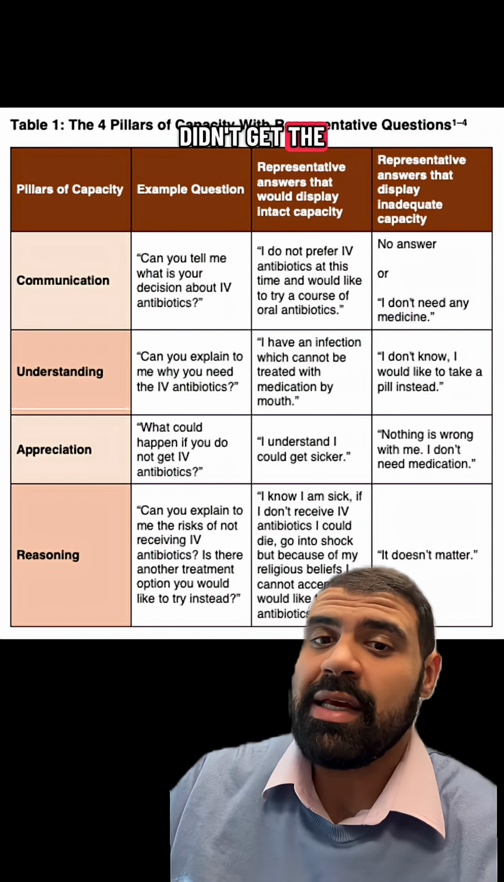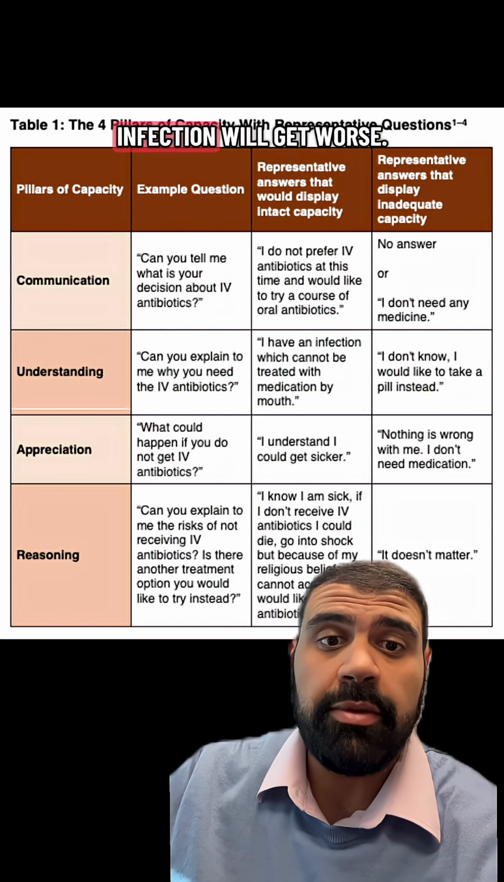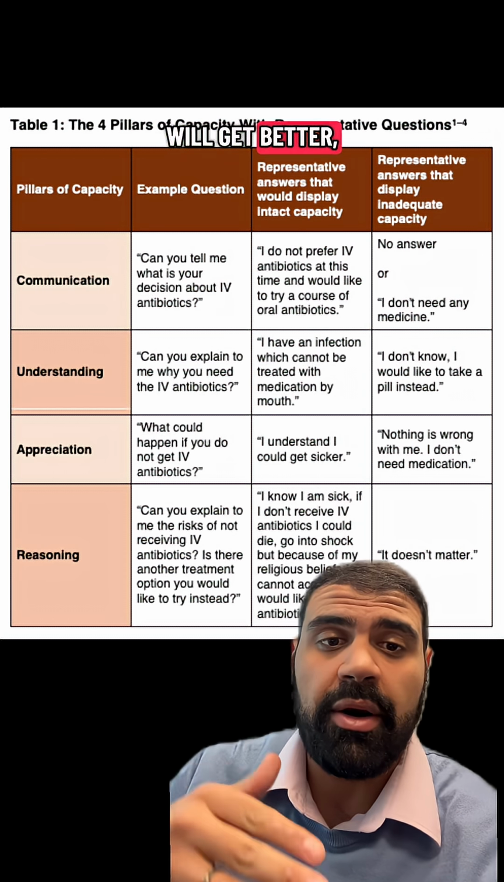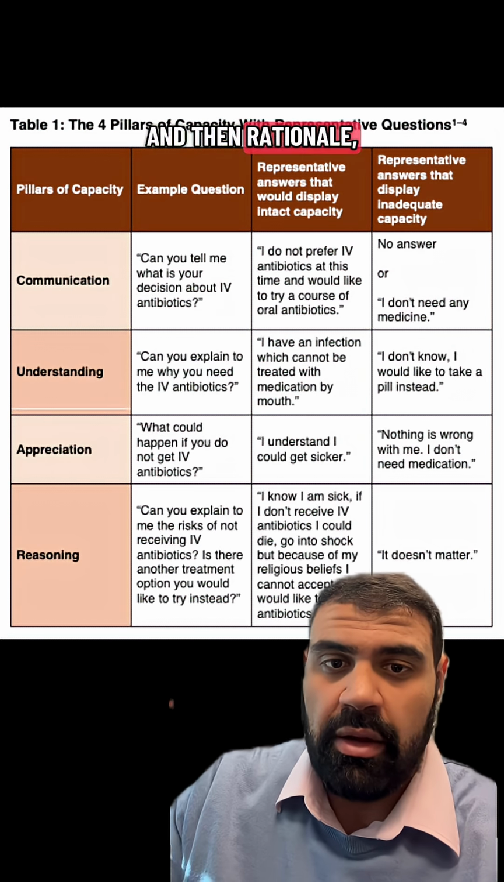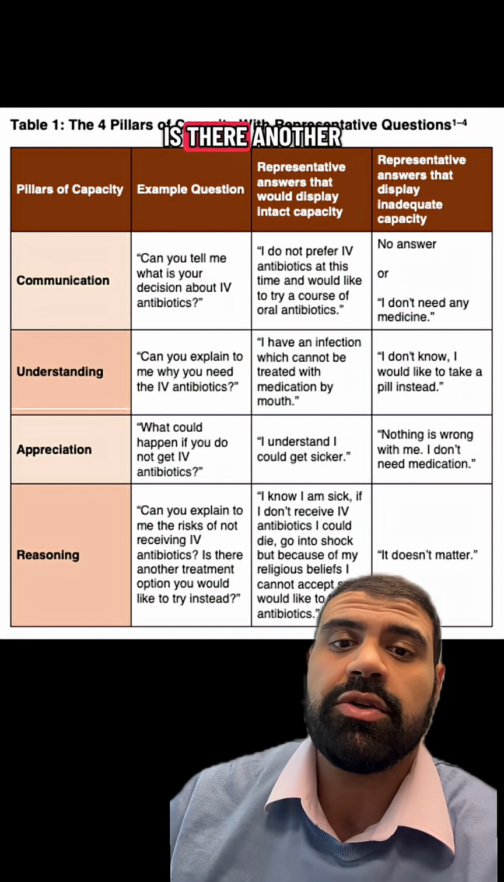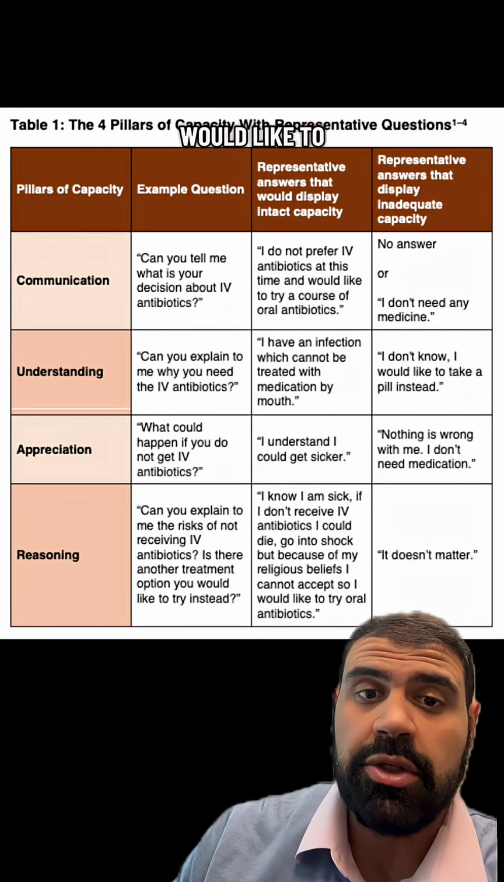A is appreciation, meaning appreciating the alternative outcomes of what would happen. So if you didn't get the IV antibiotics, maybe the infection will get worse. If I do get the IV antibiotics, maybe the infection will get better. And then rationale, right? Can you explain to me the risks of not receiving IV antibiotics? Is there another treatment option you would like to try instead?